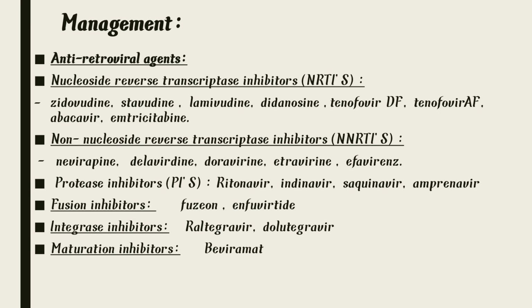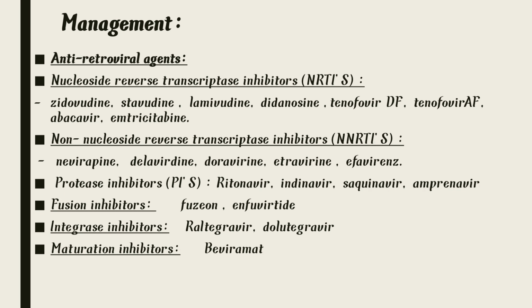Nucleoside reverse transcriptase inhibitors, examples zidovudine, stavudine, lamivudine, didanosine, tenofovir DF, tenofovir AF, etc. are used. Non-nucleoside reverse transcriptase inhibitors are nevirapine, delavirdine, doravirine, etravirine, etc. NNRTIs' mechanism is to block the conversion of viral RNA to viral DNA by inhibiting the reverse transcriptase.